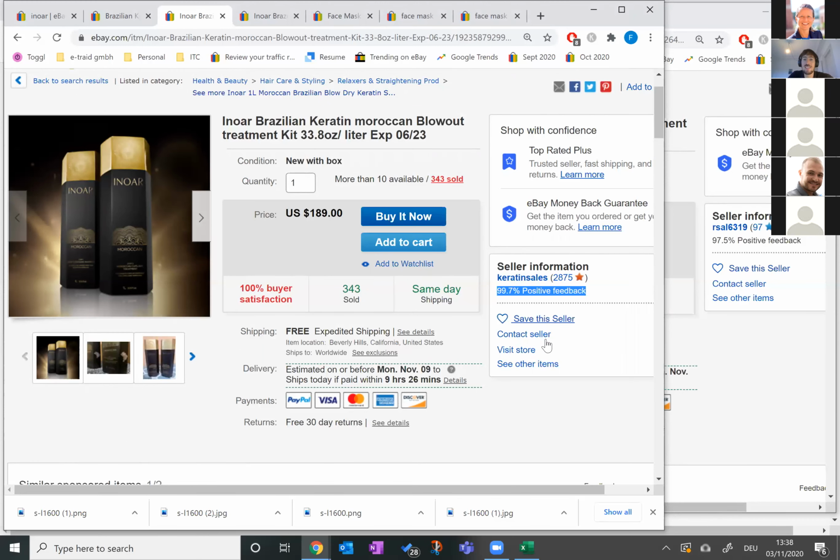Now, note this part here. This seller has 99.7% positive feedback. So that means basically of all the customers that have bought from that seller, almost 100% were satisfied with the purchase. And this number here tells you that this seller has collected almost 3,000 feedbacks from buyers.